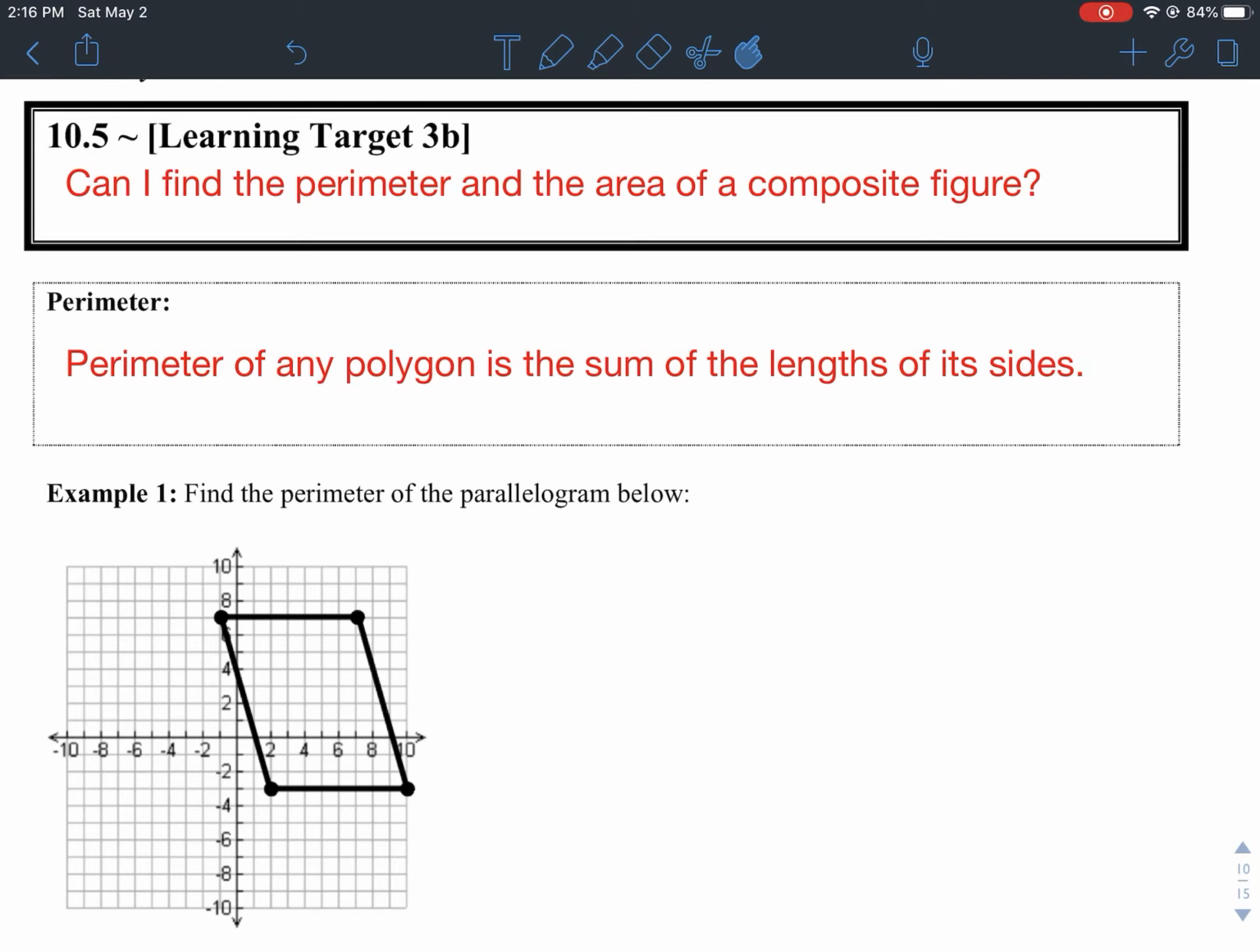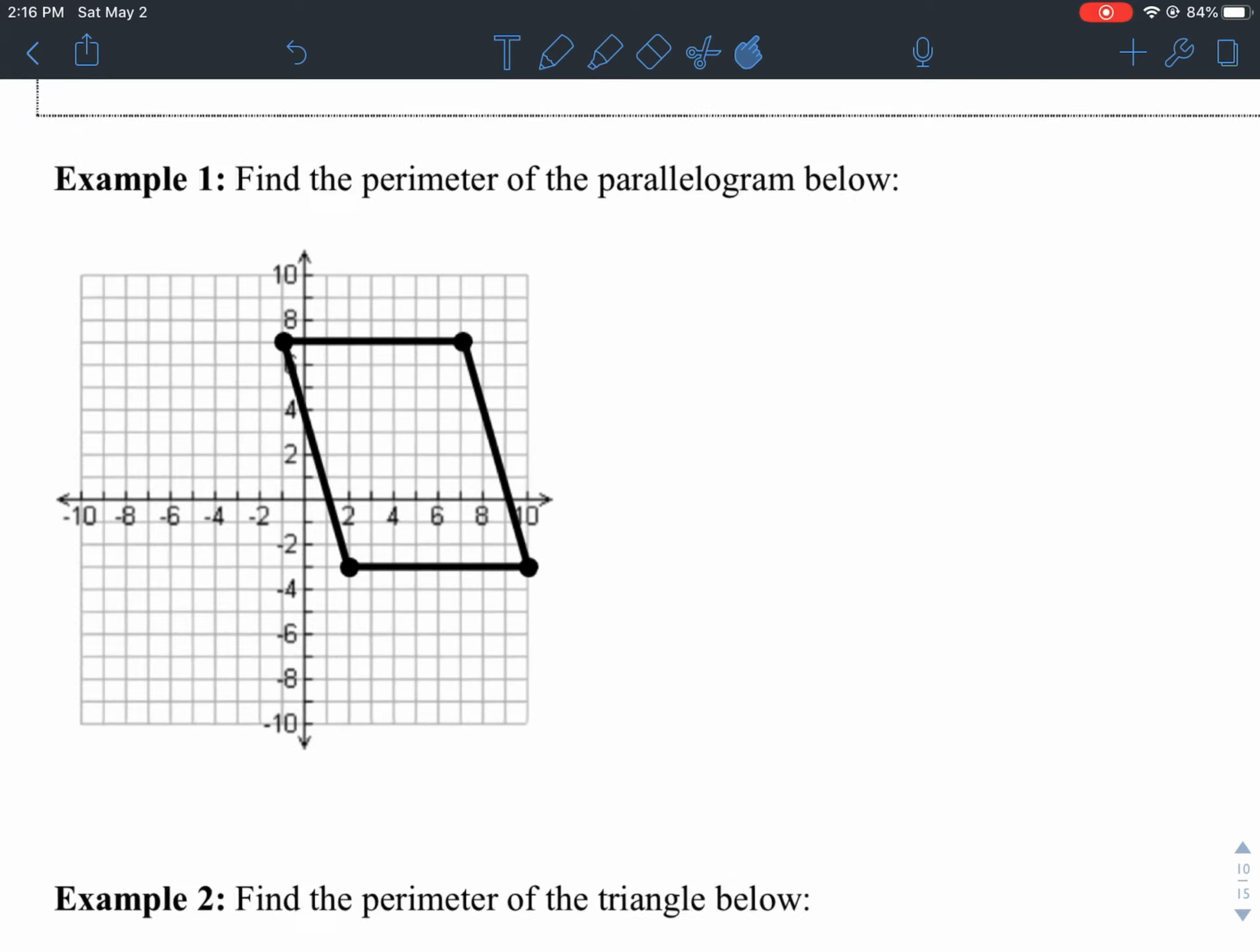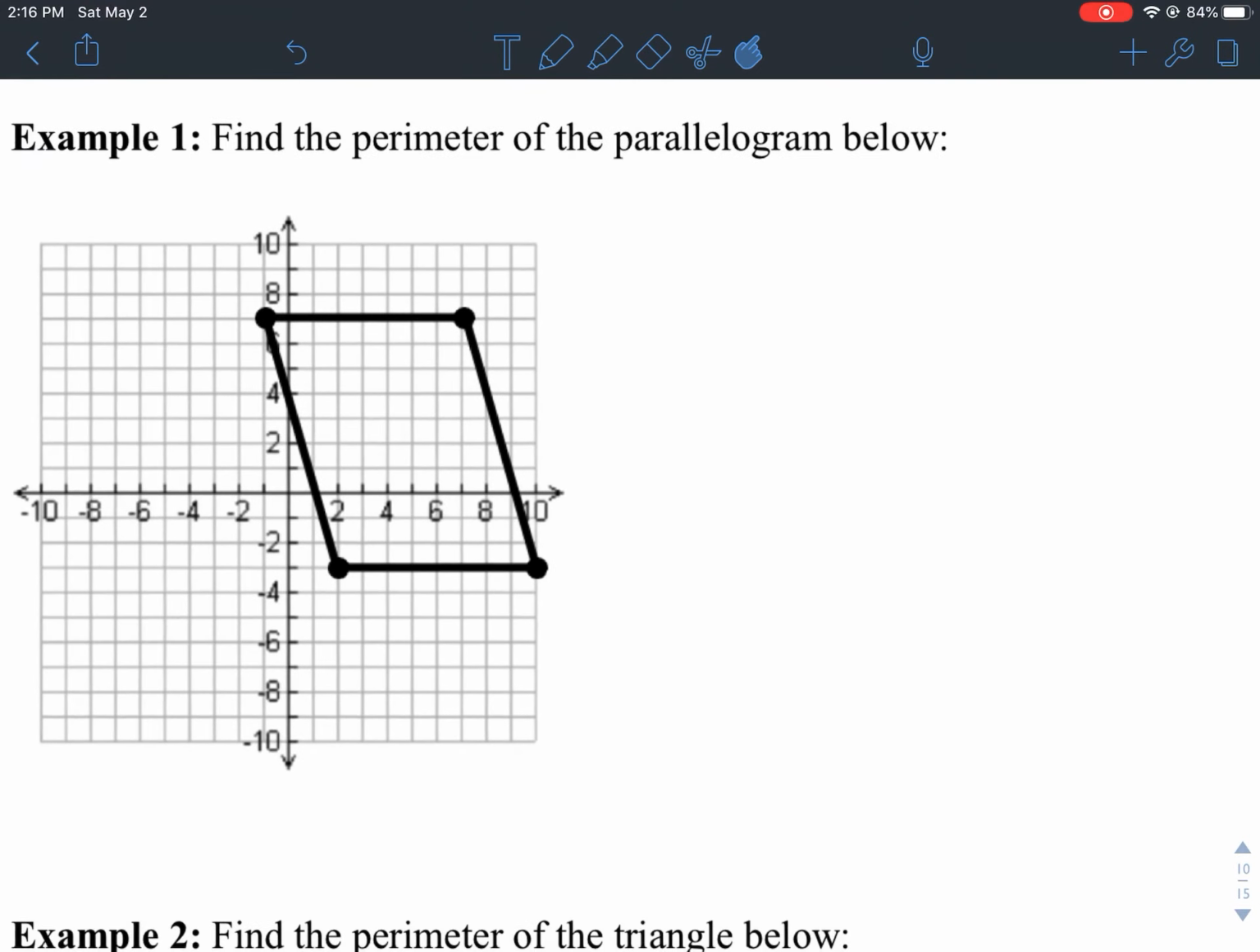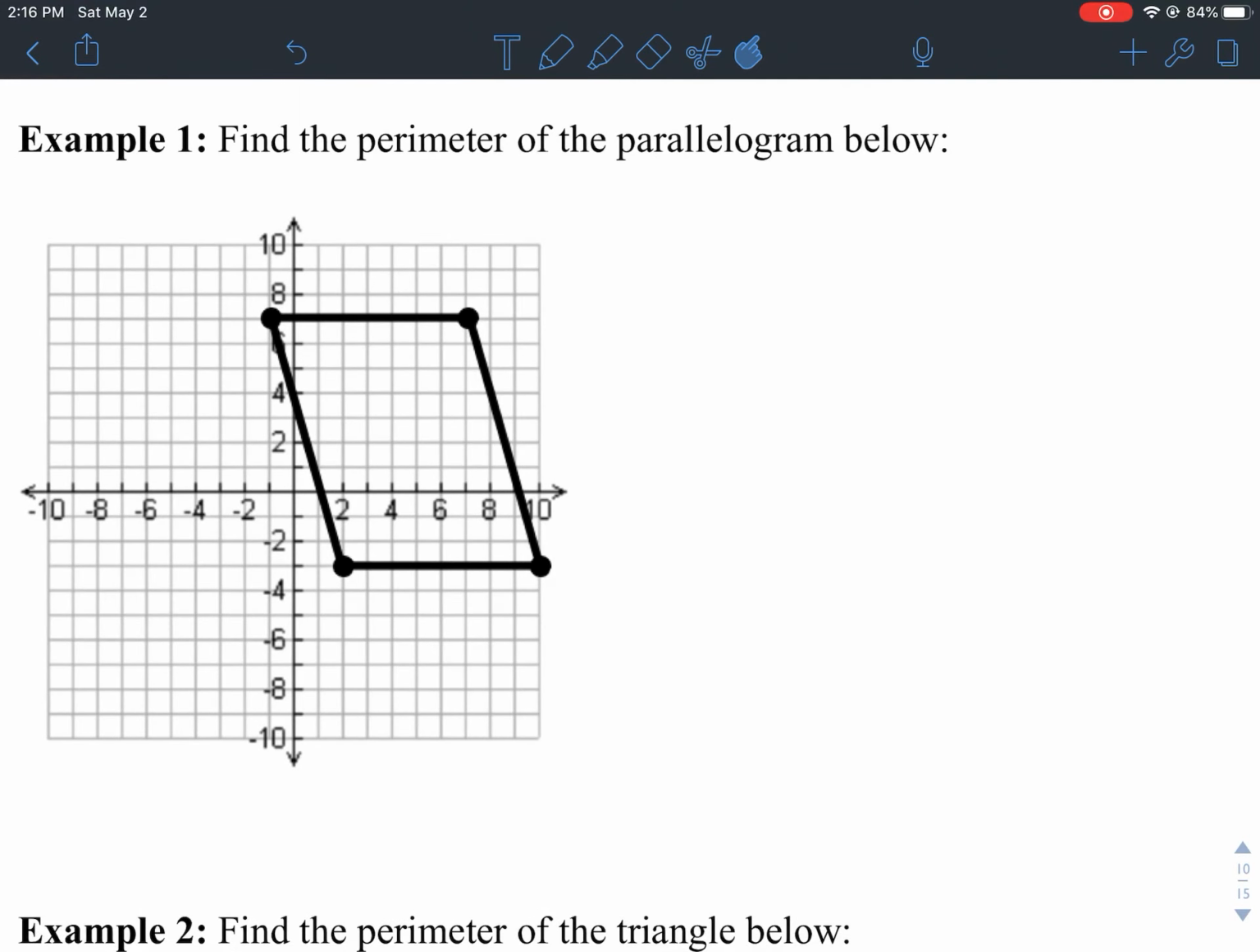For this first video, we're going to just talk about perimeter first, and then on the second video, we'll talk about the area of a composite figure. Perimeter of any polygon is the sum of the lengths of its sides. So for example one, we have to find the length of all the sides of this parallelogram so we can find the perimeter.